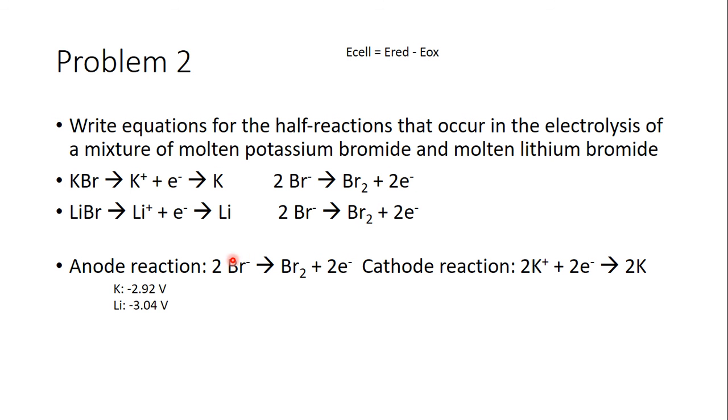So what we'll have is our bromide go to Br2, and we'll have our potassium go to 2 potassium solid. Again, I have to multiply the potassium by 2 to match the number of electrons in my anode reaction.